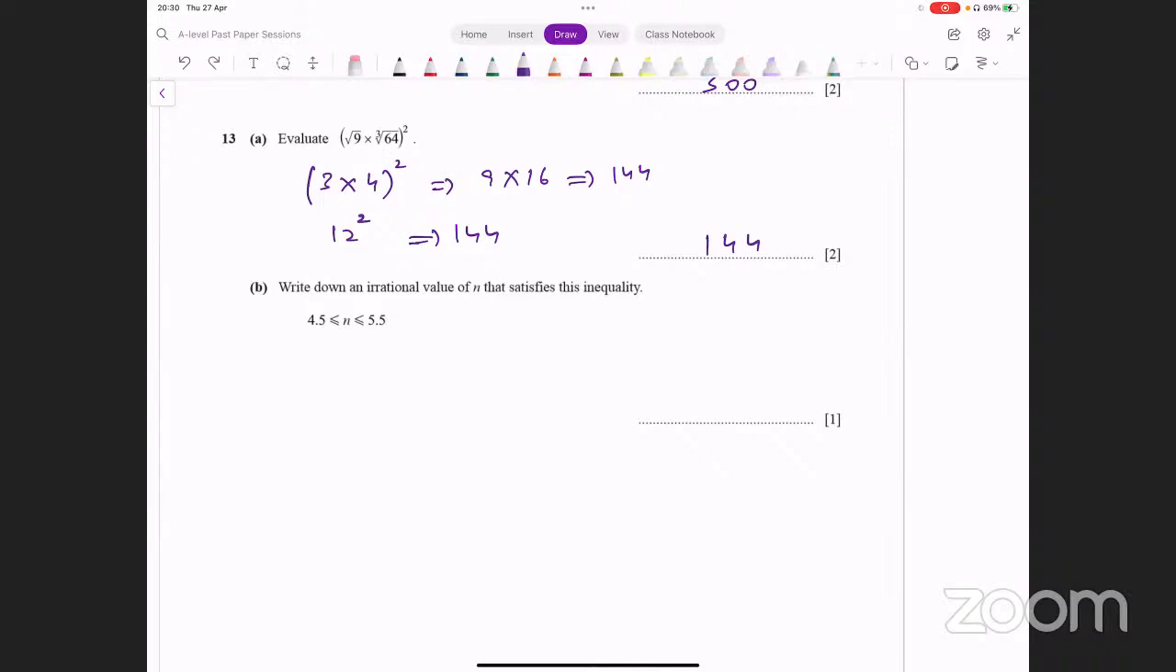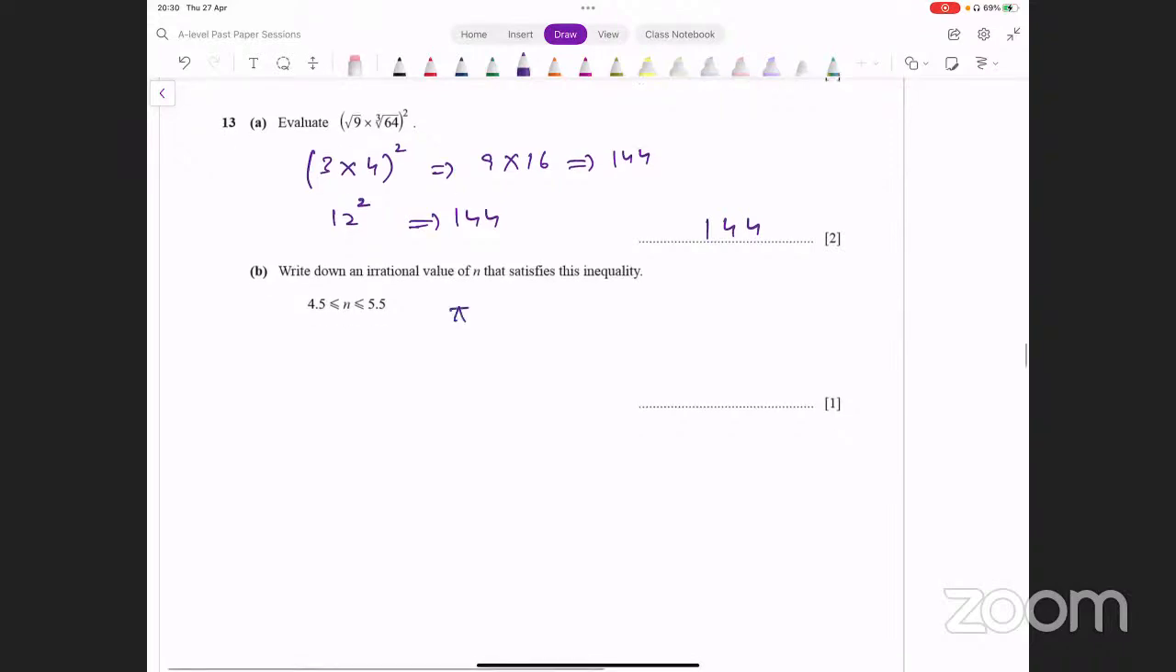अच्छा, अब हमारे पास next क्या है? It says write down an irrational value of n that satisfies this inequality. तो उसने क्या कहा है? 4.5 और 5.5 के दरम्यान में आपने कोई irrational number लिखना है. Now, how do we think about this? Irrational numbers जो common होते हैं आपके पास, एक तो pi होता है, right? या फिर कोई भी square root form के अंदर जो perfect square नहीं हो number, वो आपके पास है तो irrational होता है. So for example, square root of 6 is irrational because it's not a perfect square. Square root of 9 जो है वो rational है because square root of 9 आपको 3 दे देता है. So this is not irrational.